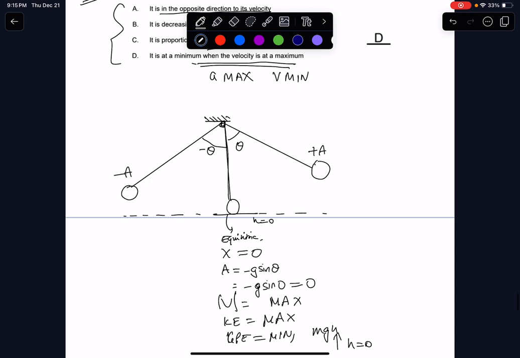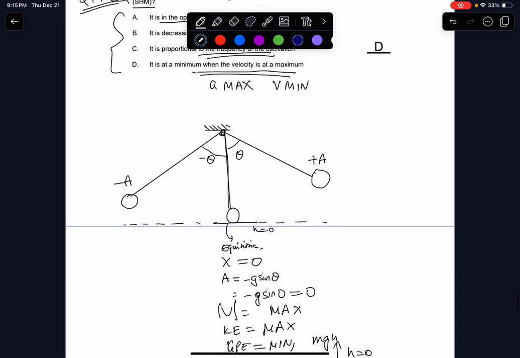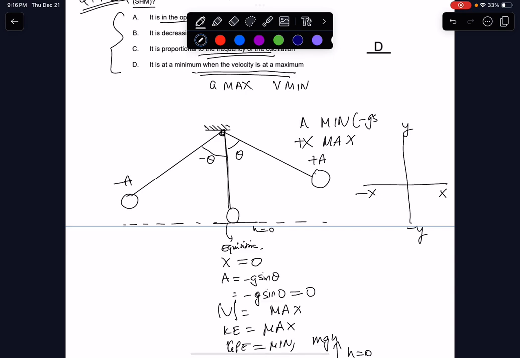Now, if we look at the positive amplitude, then we can see that at the positive amplitude, the displacement x is maximum, and the reason is because this is the frame of reference we are looking at. And in this case, we know that the acceleration over here is minimum. So the acceleration is going to be negative g sine of theta.